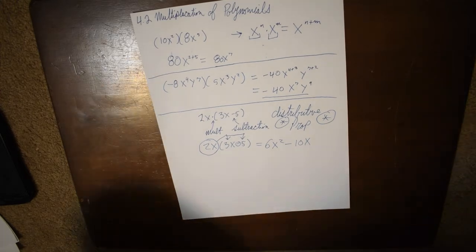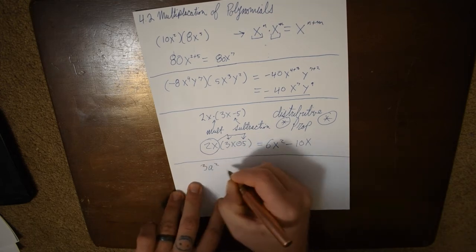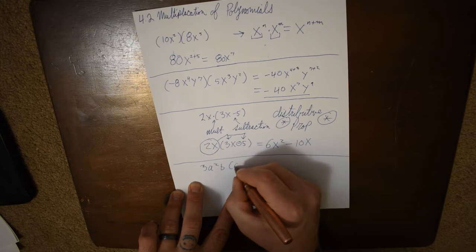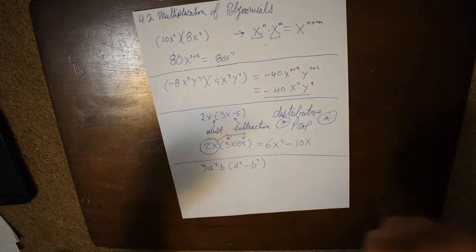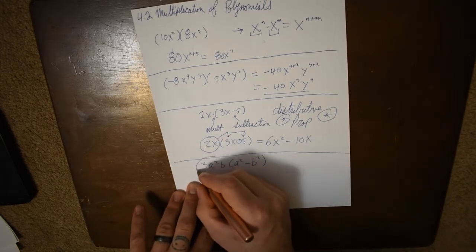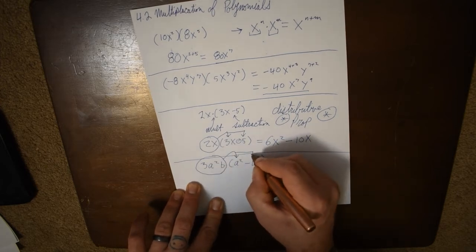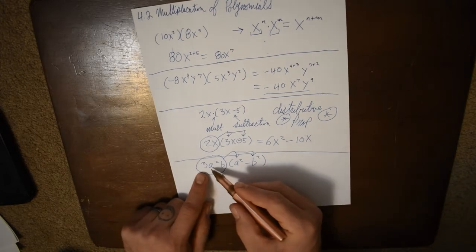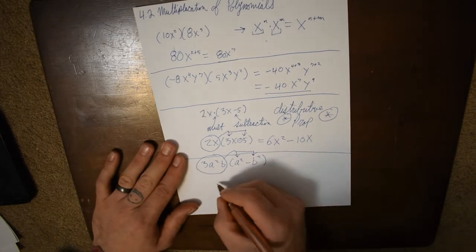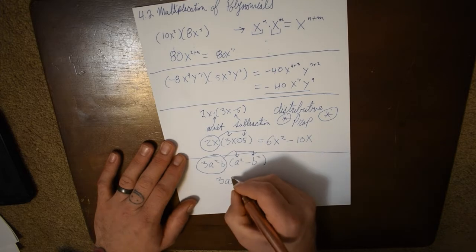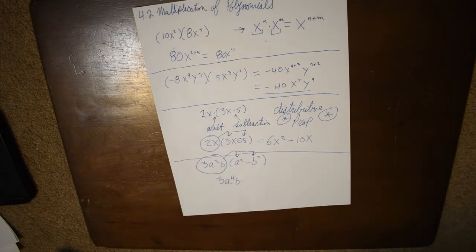Another monomial times a binomial. Let's consider 3a squared b times a squared minus b squared. So just like in the problem above, we want to take this leading factor and we want to multiply it into each of these terms. So first, we have 3a squared b times a squared, that would give us 3a to the fourth, because we have 2 over here and 2 over here, and that b is just along for the ride.